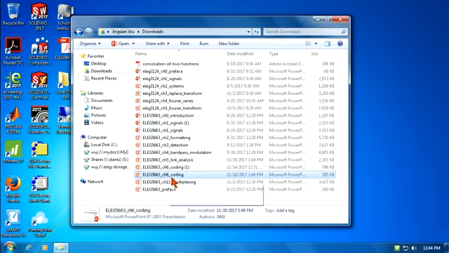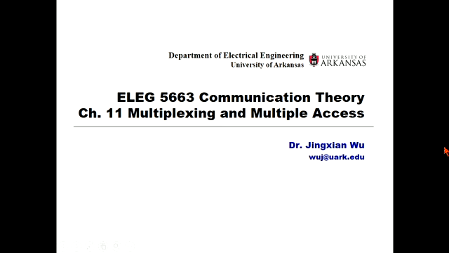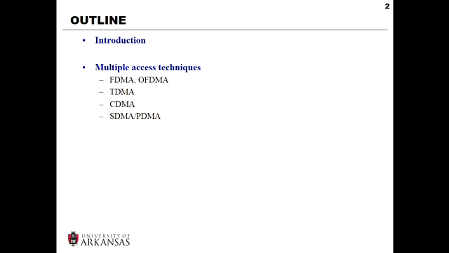Okay, so that's channel coding. The final chapter of this class is multiplexing and multiple access. This is a relatively short chapter, and it's very easy compared to the previous chapters. It's more from a structural point of view of the communication system. First we are going to have an introduction, and then we are going to look at a few multiple access techniques, including FDMA, OFDMA, TDMA, CDMA, SDMA, and PDMA.